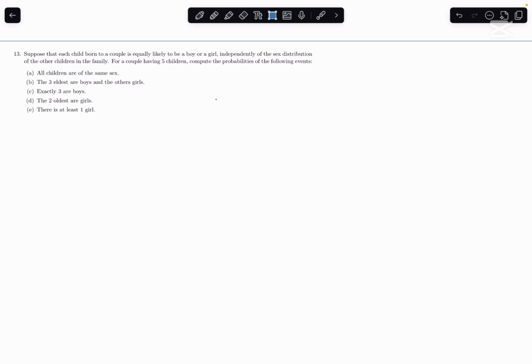Okay, so let's say we have 5 slots. The youngest one can be a boy or girl. This one can be a boy or girl. Same for all slots. So we can just say we have 2 options for each of them.